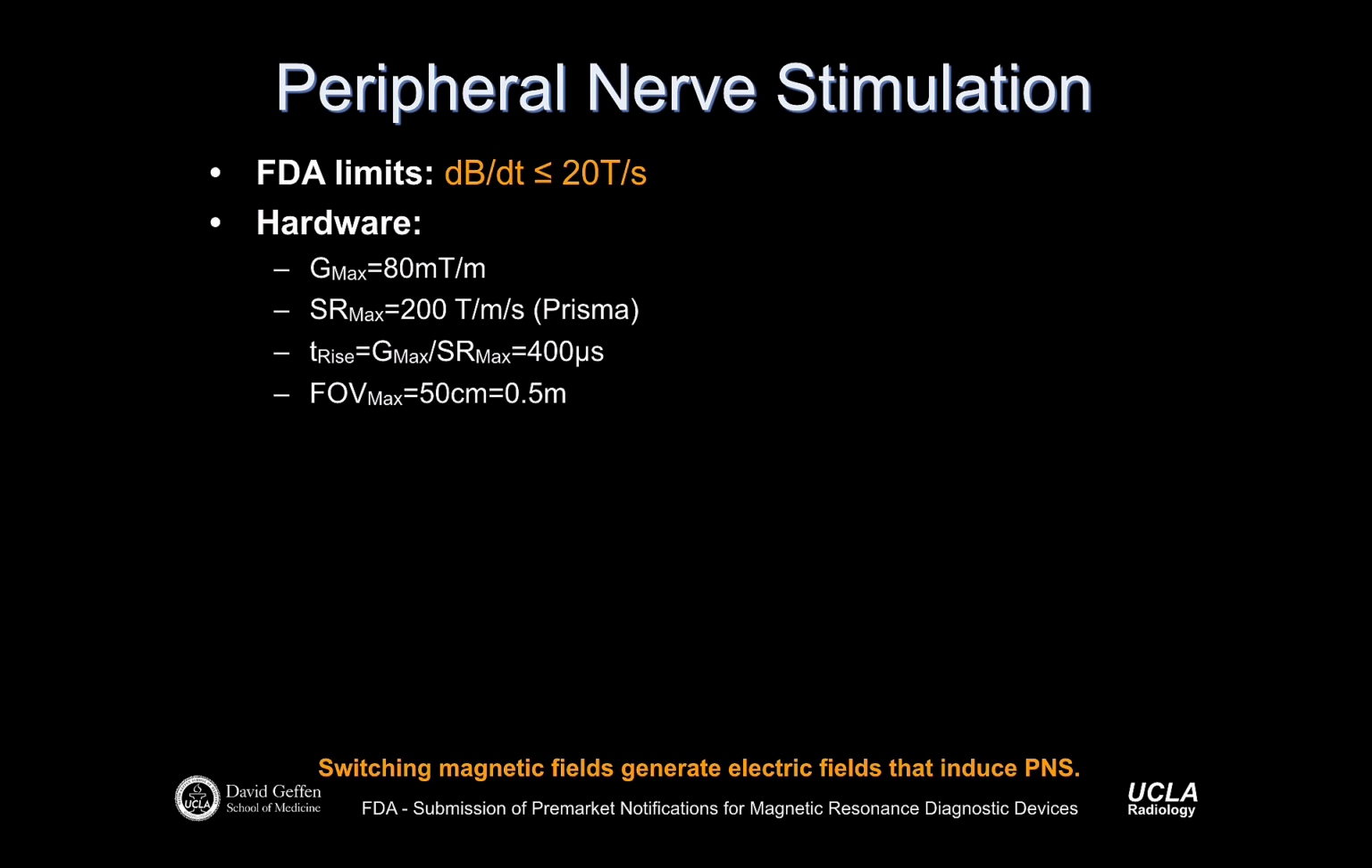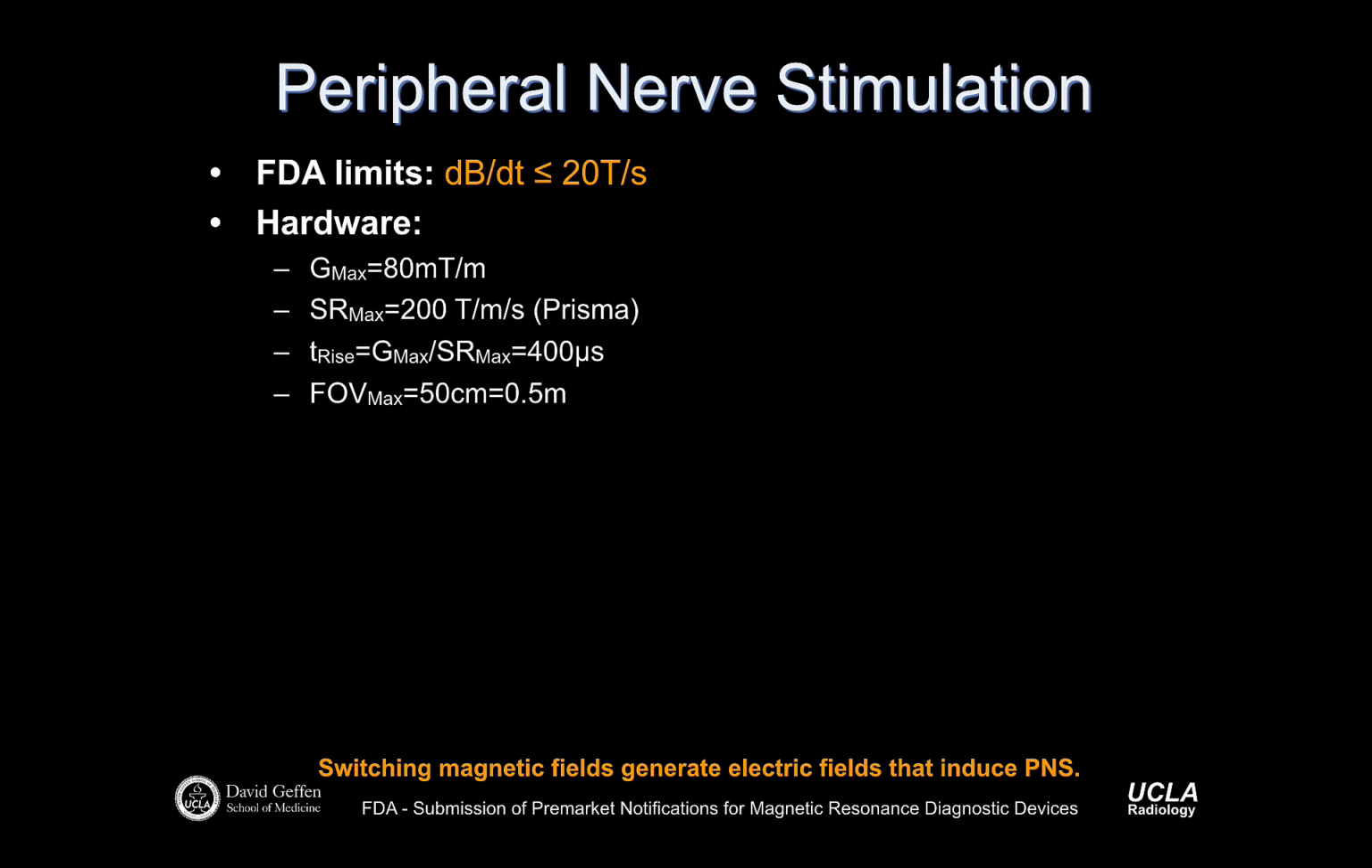So let's look at the hardware that we might have. This is a high-end system that we have here, so it's the maximum gradient performance that's commercially available: 80 millitesla per meter with a maximum slew rate of 200 Tesla per meter per second. We can talk about the time to rise. How long does it take to get up to your maximum gradient strength? That's just your Gmax divided by your slew rate. So we can hit maximum gradient strength in these systems in about 400 microseconds. That's pretty quick. And if we're thinking about dB, this is our dt, right? This is how quick we can switch the field.